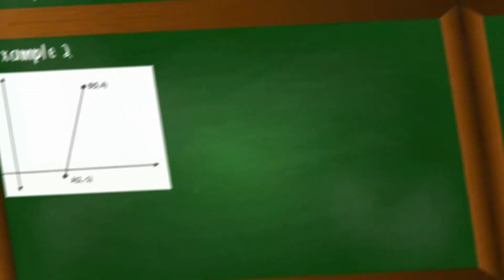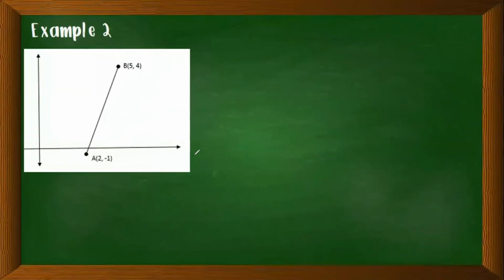For example, nakadrawing siya. Ayun. Andun siya sa Cartesian plane. Ayan, same lang yan sa number 1. All you need to do is identify the first point and second point. For me, I will be identifying the first point here as A. So, yung A yung first point ko. Okay, that would be my first point.